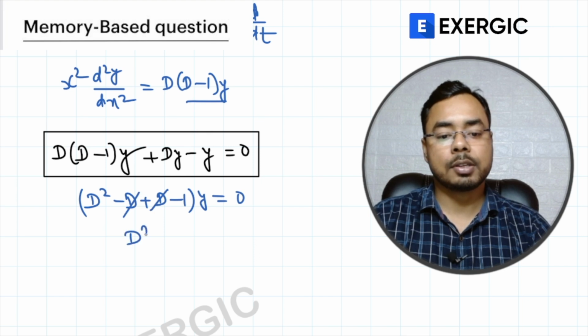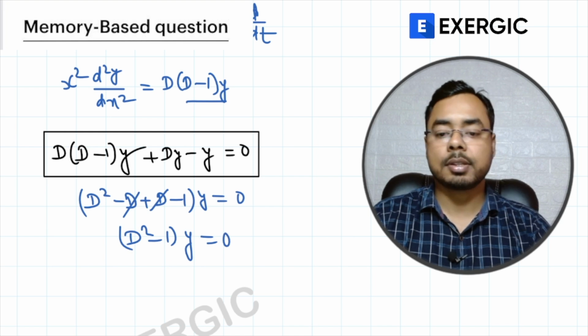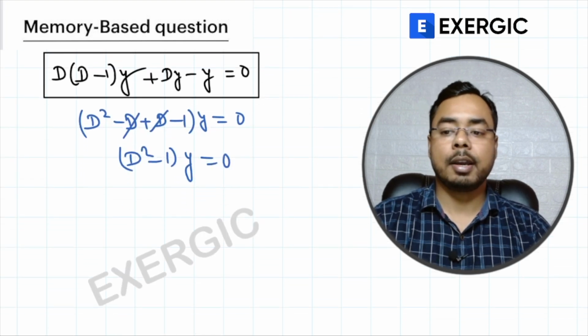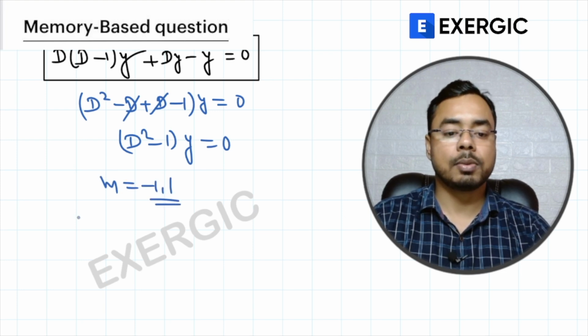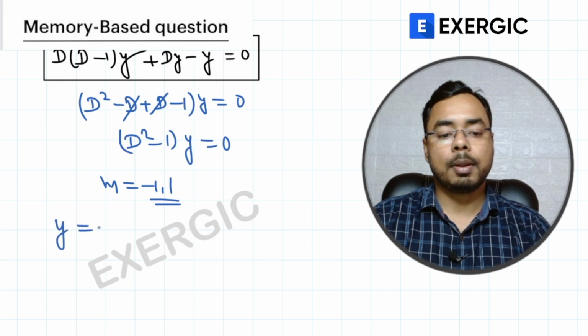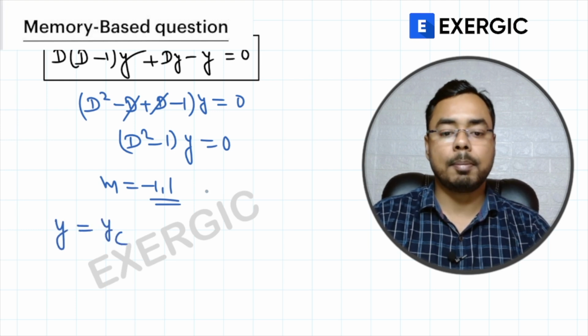These two will cancel. D square minus 1 is 0. Now you can directly see the roots of the auxiliary equation. The auxiliary equation will be m square minus 1 equals 0, and therefore the roots of the auxiliary equation are minus 1 and plus 1. Right? And therefore the complementary function, which is also the complete solution because the particular integral will be 0.